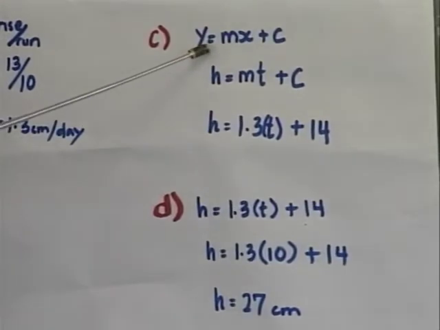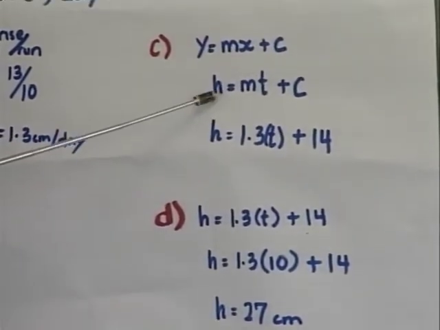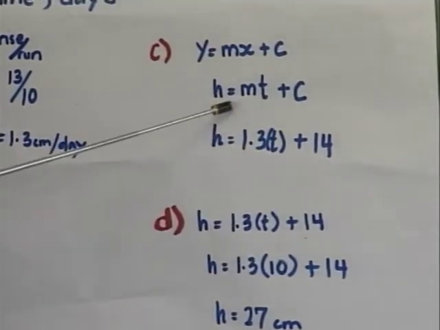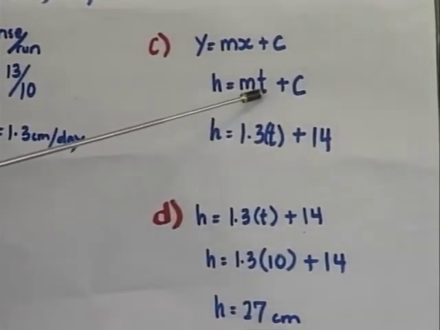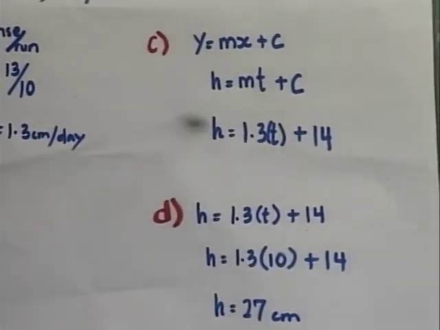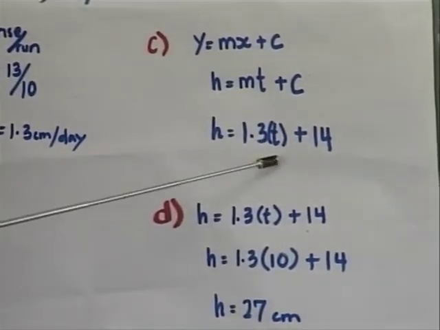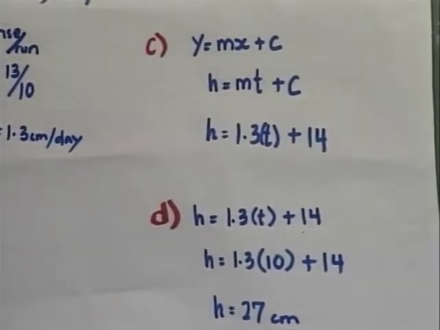The general equation, y equals mx plus c, so y is the height, and x is t, which is the time. So the final equation was 1.3, which is the gradient, times t plus 14, which is the y-intercept.